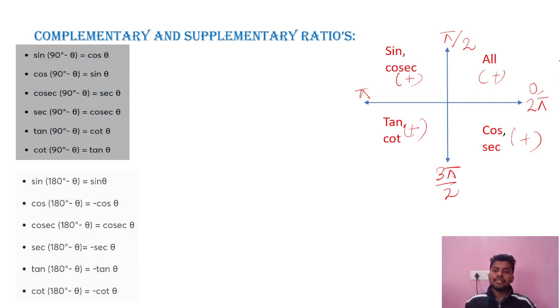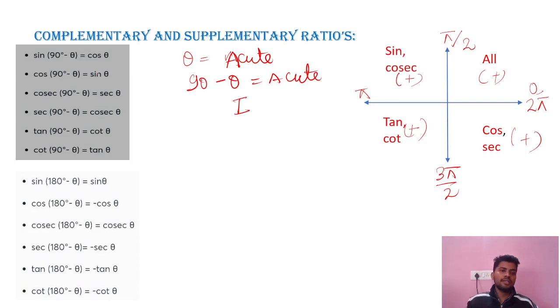So if theta is an acute angle, then 90 minus theta is also an acute angle. And if 90 minus theta is an acute angle, it will lie in the first quadrant. In the first quadrant, all 6 trigonometric ratios are positive. You can see here in the complementaries, all are positive.